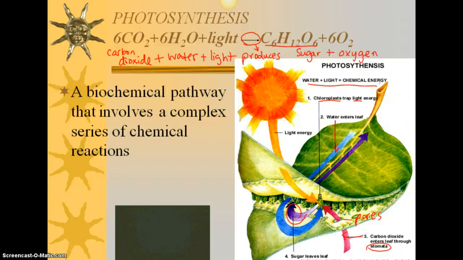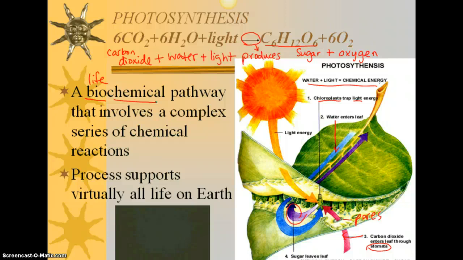So our definition of photosynthesis is a biochemical pathway. So bio meaning life, and this is chemical because we're looking at chemistry that's happening here. So a chemical process of life that involves a complex series of chemical reactions. Now we're going to do kind of the simple version. It does get more complex, but we're kind of doing the simple version here. The key thing here is that if we did not have autotrophs, we could not have other life on Earth. So this process supports all life on Earth. Without autotrophs, we would have no other living things.